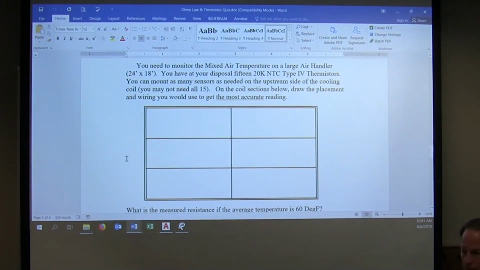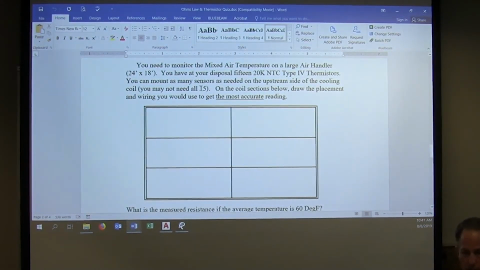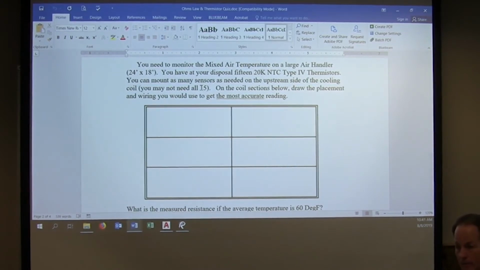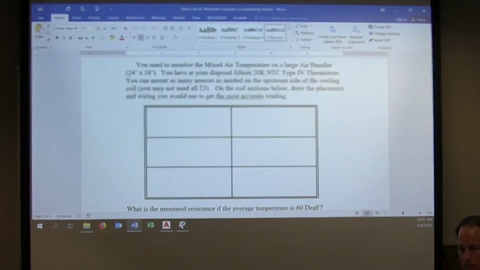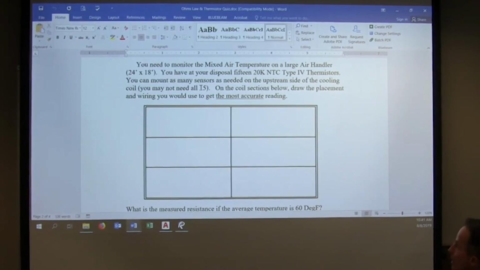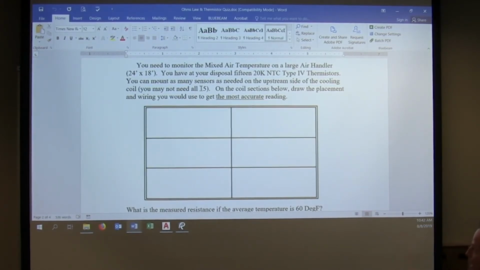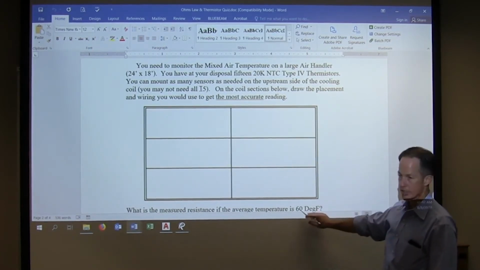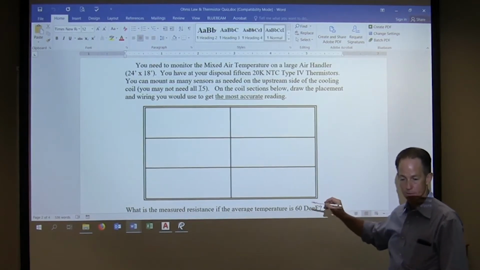So this question that we have on number 5 talks about an air handler, and I have 15 sensors in a box. I may use 15, I may not. But remember what we just talked about: parallel and series have to be the same. And I'm going to put those somewhere on this coil.